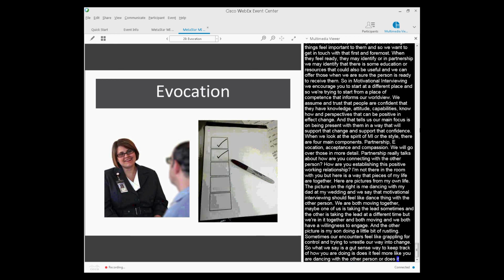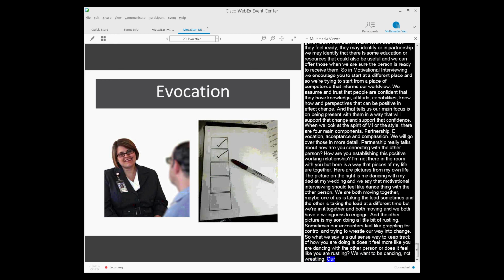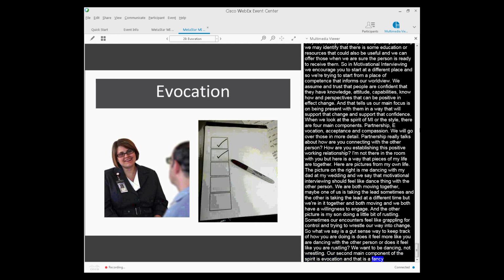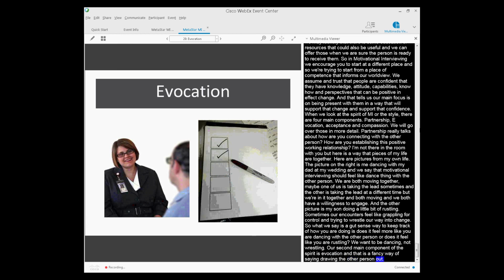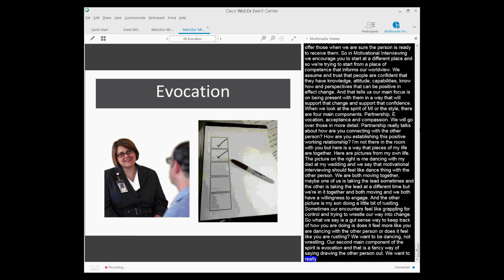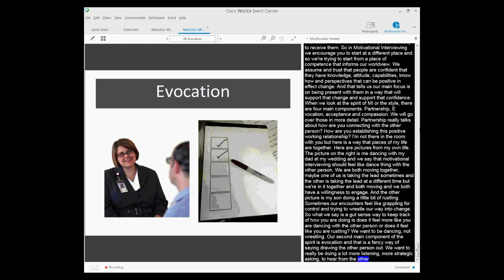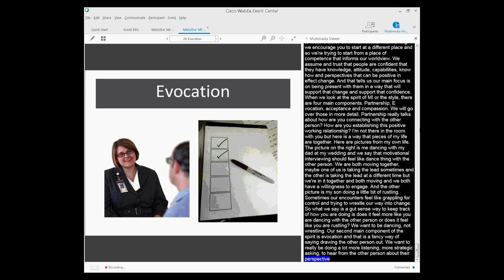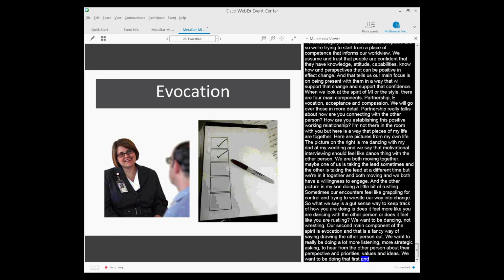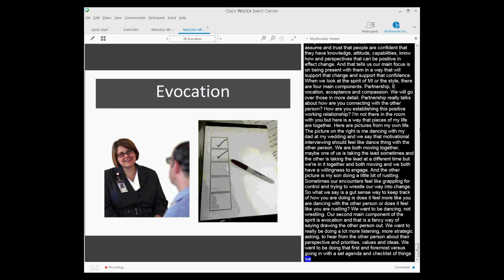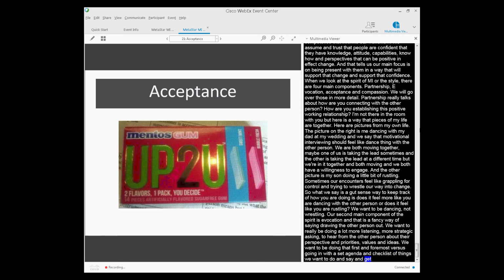Our second main component of the spirit of motivational interviewing is evocation. And that's just a fancy way of saying drawing the other person out. So we want to really be doing a lot more listening, a lot more strategic asking, to hear from the other person about their perspective, about their priorities, about their values, about their ideas. And we want to be doing that first and foremost versus going in with a set agenda and a checklist of things we want to do and say and get done. So in evocation, we want to be in more of that listening, drawing out space.